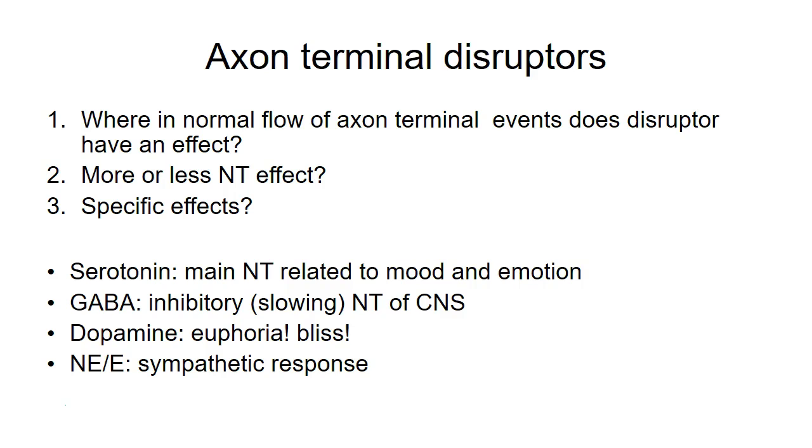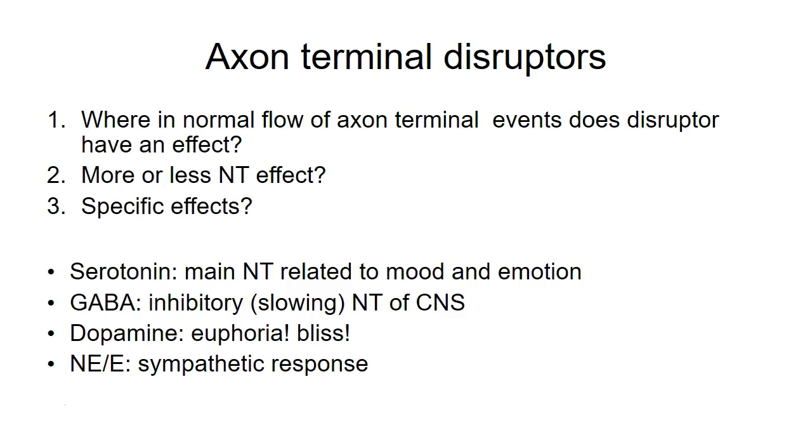Everybody back. Okay, so like I said, these are things that you should be asking yourself to try to figure out what the consequences or the impact is going to be on a target tissue and effector. Where in the normal flow of that sequence of events does this disruption occur? Does the result cause more or less neurotransmitter? And then what's the consequence of having more or less neurotransmitter? What does that do?